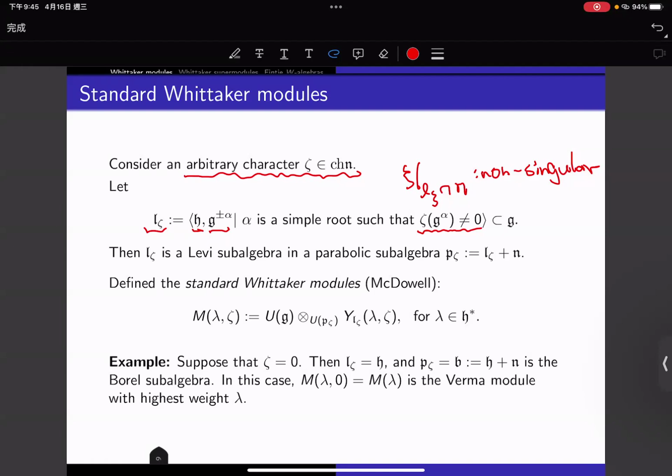So now we can form a Kostant type simple Whittaker module over this Levi subalgebra L_theta. So this is a Kostant simple Whittaker module, but over this Levi subalgebra. And we do parabolic induction to reduce to a G module. And we refer to this module as a standard Whittaker module, following McDowell.